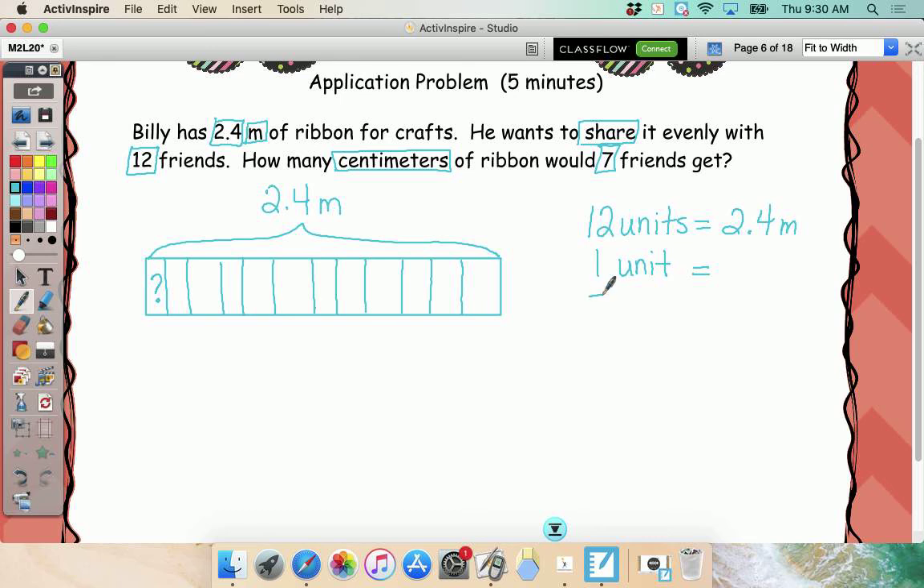Then I need to know how many 7 friends get. So there are actually 2 things. 1, 2, 3, 4, 5. So I'm going to do, oops, undo. So this is also a question mark. I've got to know 1 of these, and then I need to know 7 of them.